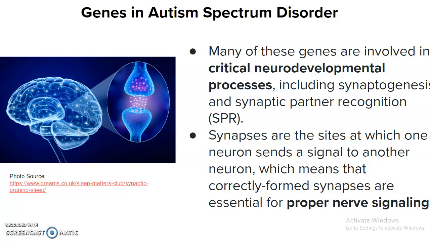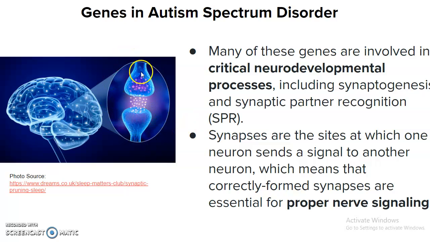One of the reasons for this new focus on genes in autism spectrum disorder is that many of these genes are involved in critical neurodevelopmental processes, which includes synaptogenesis, which is the formation of synapses. And synapses are basically the sites at which one neuron, which is a brain cell, sends a signal to another neuron, so another brain cell. And that's what synaptogenesis is, basically the formation of these synapses, which you can see right here.